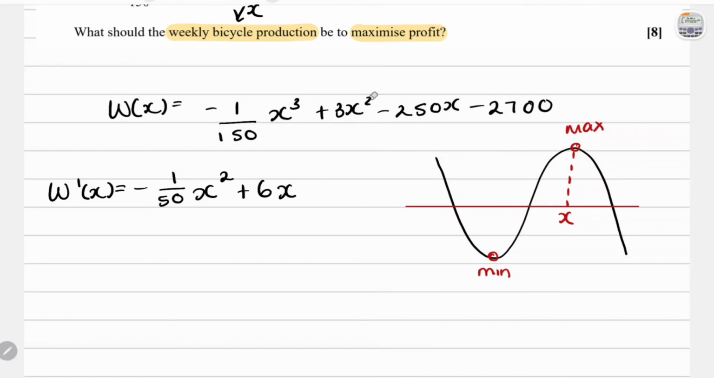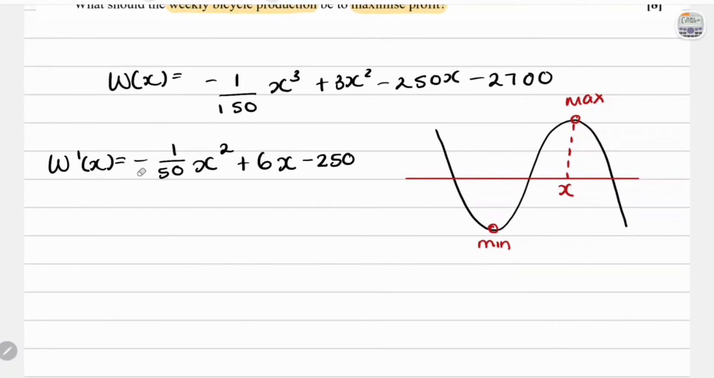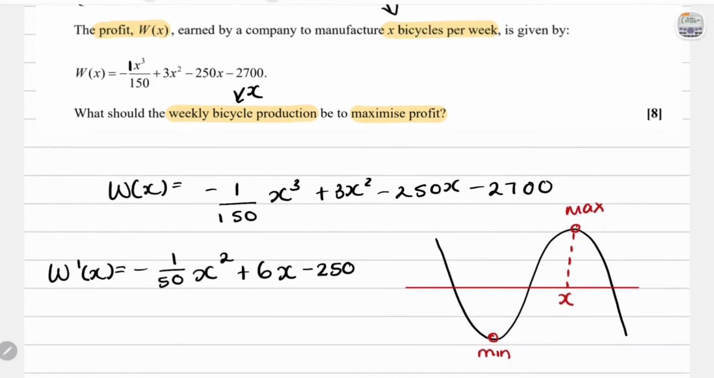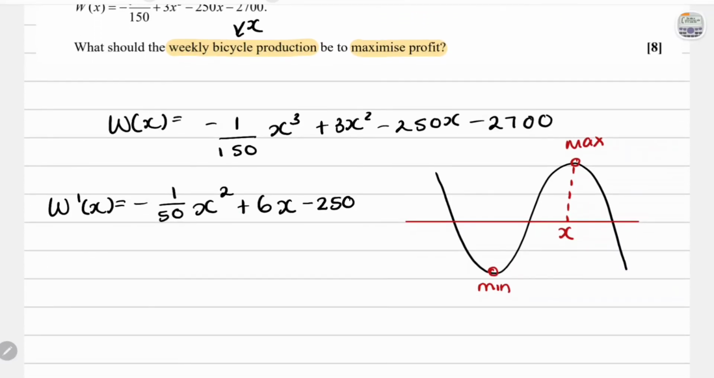And we have x. 2 minus 1 is 1. I don't have to rewrite that. And then we have minus 250. And we have x to the power of 1 minus 1, and that gives you 0, which of course becomes 1. And so negative 250 times 1 stays negative 250. Okay, so now that we have this, we found the gradient, right?